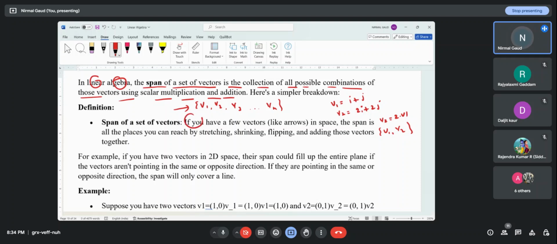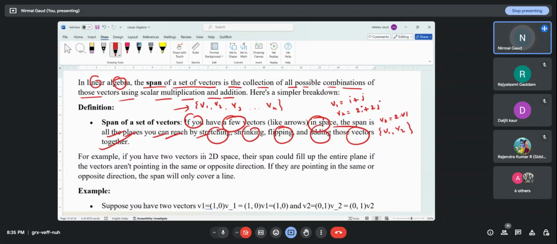Okay, so if you have a few vectors in space, the span is all the places you can reach by stretching or shrinking or flipping or adding those vectors together. So I'm having various vectors in a space, and if I can reach those vectors by performing these mathematical operations, stretching, flipping, reversing the direction, then that will be represented as a span. This is what the concept says.